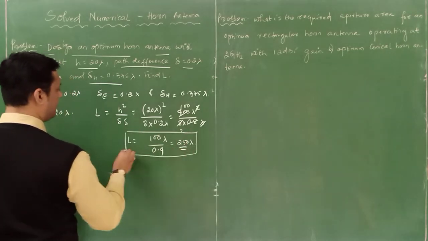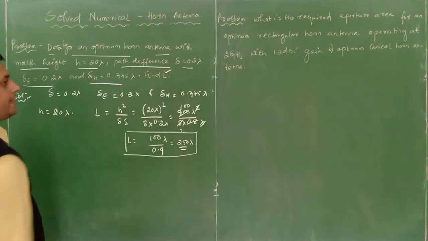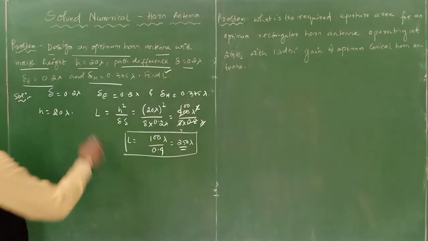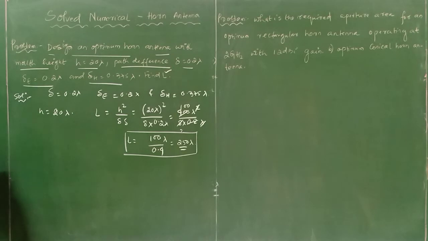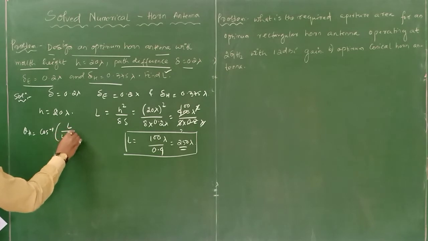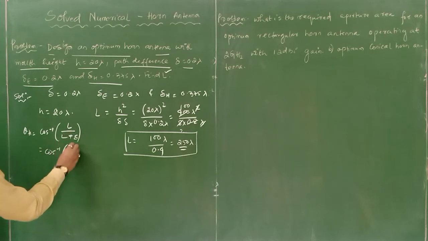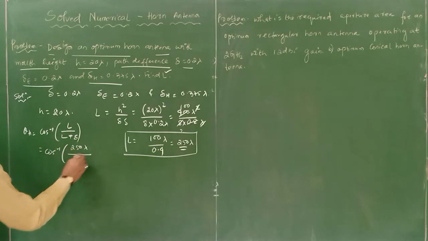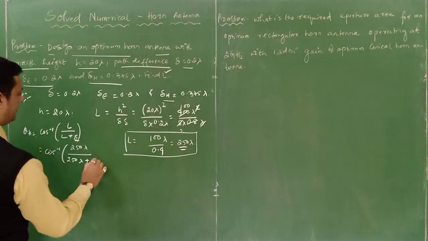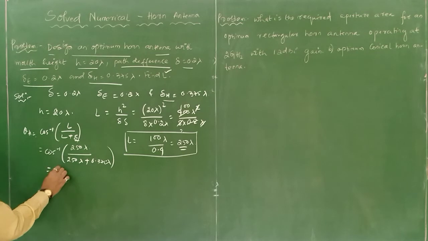So this is the length L. Now once L is known, we can calculate the flaring angles, because theta E and theta H are there. Theta H we can calculate as cos inverse of L by L plus del H. L is equal to 250 lambda, so this is 250 lambda plus del H. How much is del H? 0.375 lambda. If you solve this, your theta H will become 2.29 degrees.